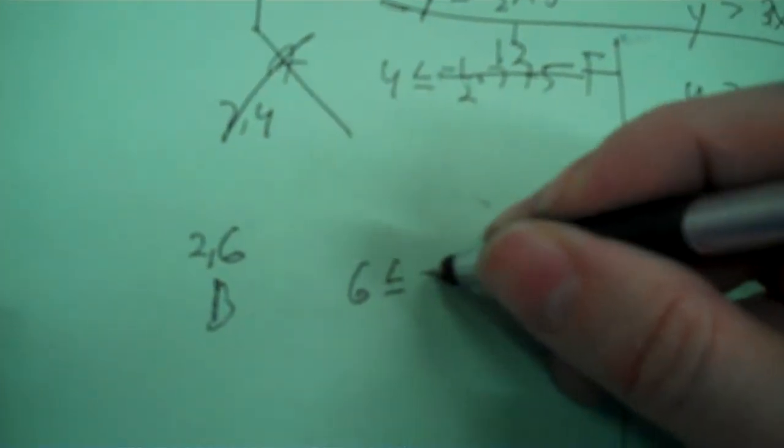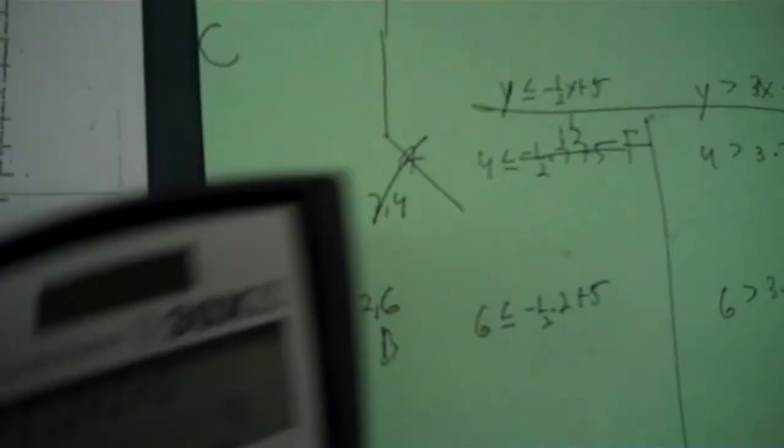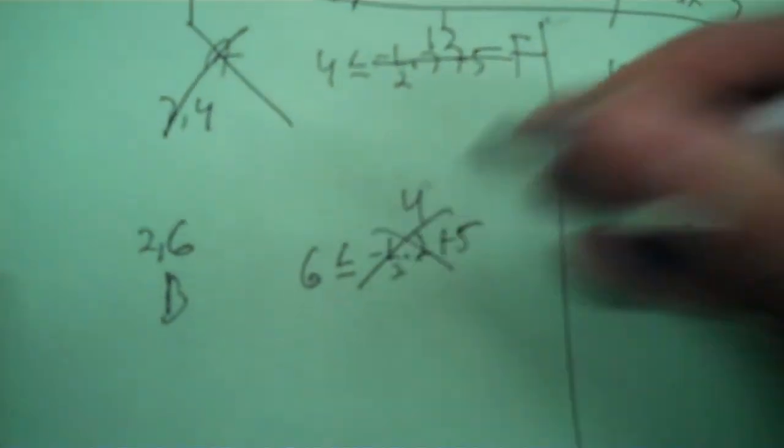B, let's go 2, 1, 2, 3, 4, 5, 6, okay? So 2, 6, so I will put 6 in for Y. Negative 1/2 times 2 plus 5, and 6 in for Y. 3 times 2 minus 3. 4. Okay, right away you know that's false. It doesn't even matter if that one's true. They have to be true on both of them.